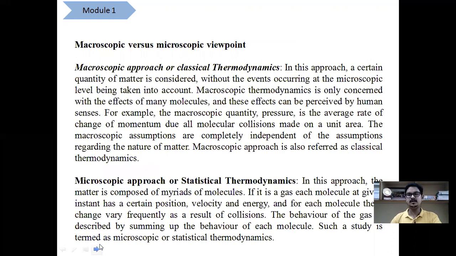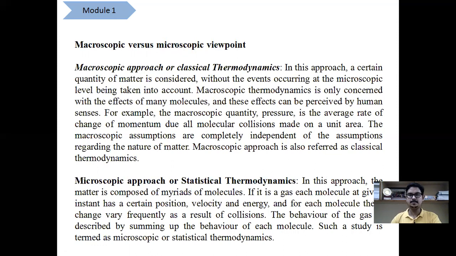So basically there are two approaches in thermodynamics. One is the macroscopic or classical thermodynamics. The second one is the microscopic or statistical thermodynamics. So in the macroscopic approach, the system is analyzed by taking the behavior of some average molecules.